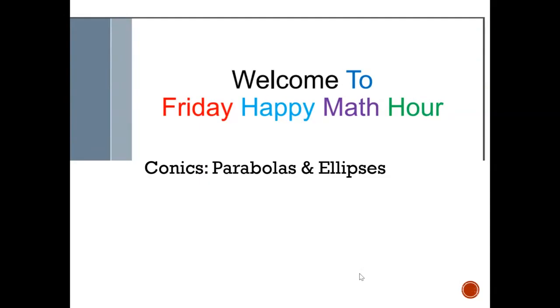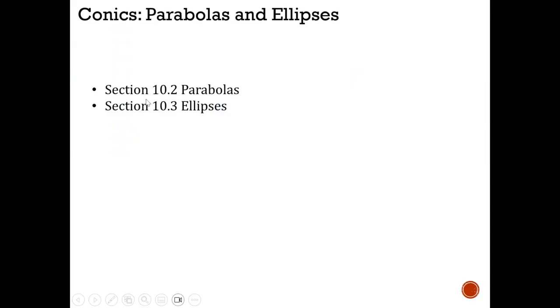Today we're going to cover parabolas and ellipses. This is sections 10.1, 10.2 and 10.3 according to the Math 2412 syllabus. There's no 10.1, we don't cover 10.1, it's skipped. So we start with 10.2 and 10.3. 10.2 is going to be parabolas and 10.3 is going to be ellipses.